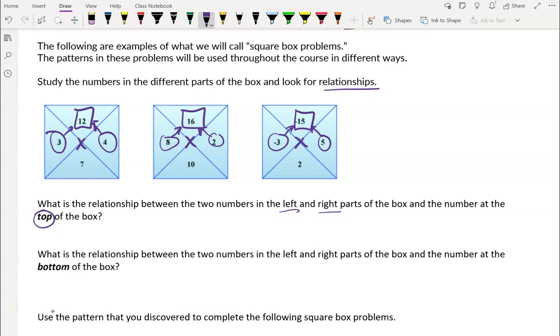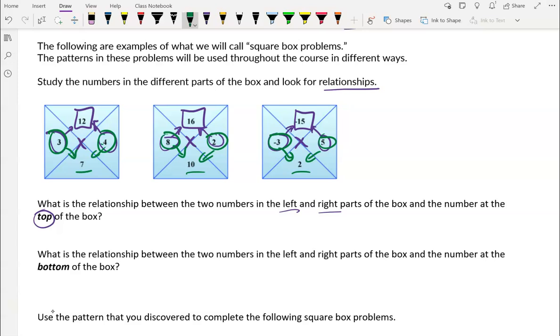Now let's try looking at it a different way. How are the numbers related? How are these two numbers on the side related to the number at the bottom of the box? How are 3 and 4 related to 7? How are 8 and 2 related to 10? How about -3 and 5? How are they related to 2? What's the relationship of those two numbers and the bottom number in each of these boxes? Take a moment, pause the video if you must.